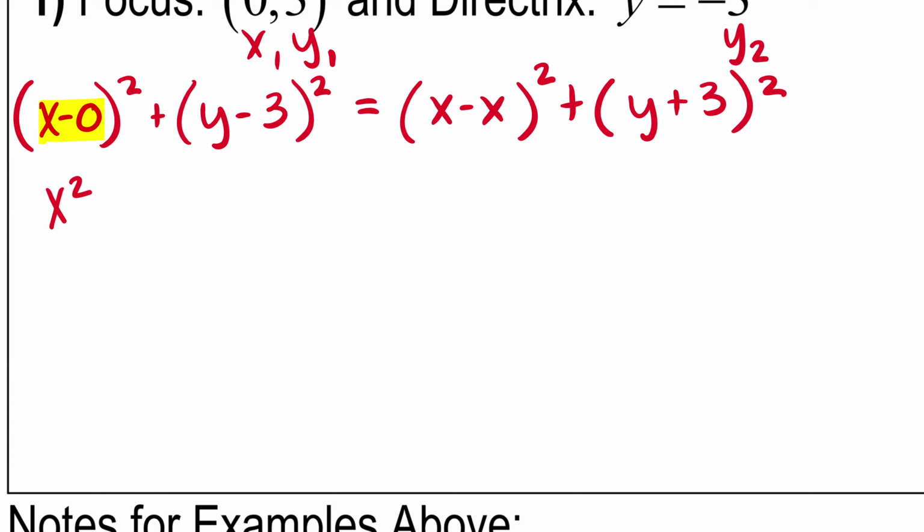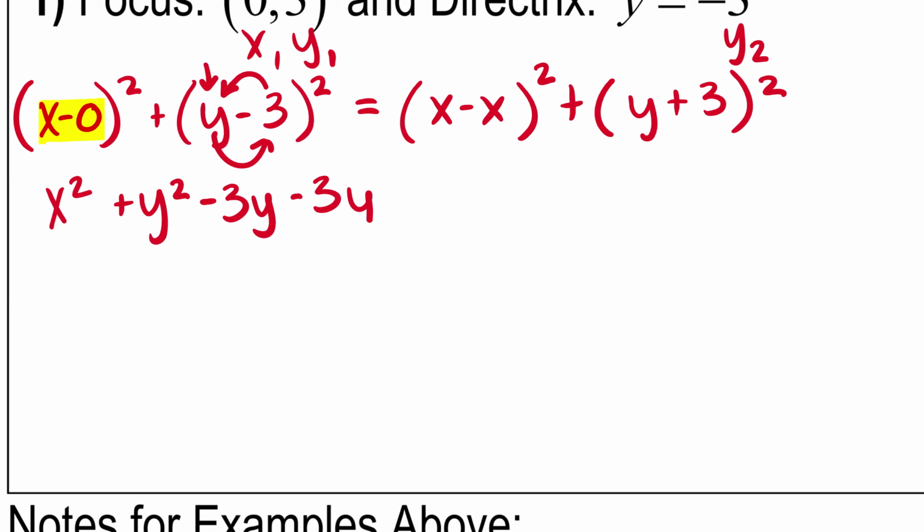This next part, though, since I have y minus 3 squared, I'm going to have to do y times y. So I have y squared. Then I have y times negative 3, sorry, is negative 3y. Then I have negative 3 times y, no, I'm sorry, negative 3 times y is negative 3y again. I'm trying to get ahead of myself. And then I have negative 3 times negative 3 is positive 9.